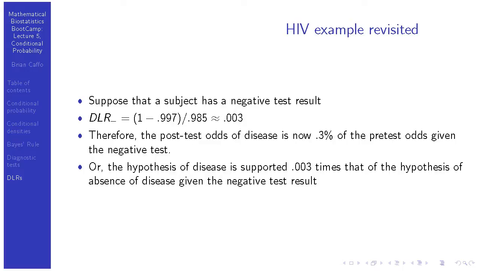And then let's just go through another example. Suppose that the subject has a negative test result. Then the DLR minus is 1 minus 0.997 divided by 0.985, which works out to be about 0.003. So the DLR minus is telling you about your odds of disease given a negative test result. So the factor that you're multiplying by is 0.003. So now your post-test odds is 0.3% of your pre-test odds given the negative test.